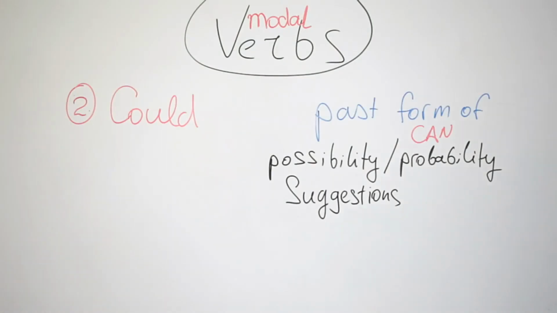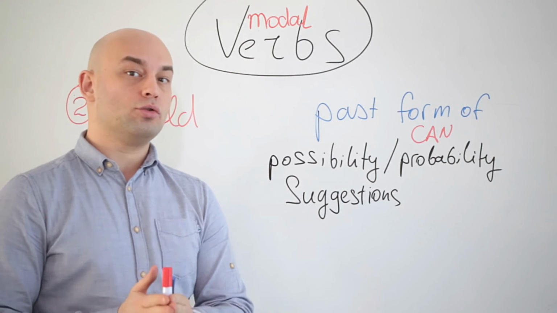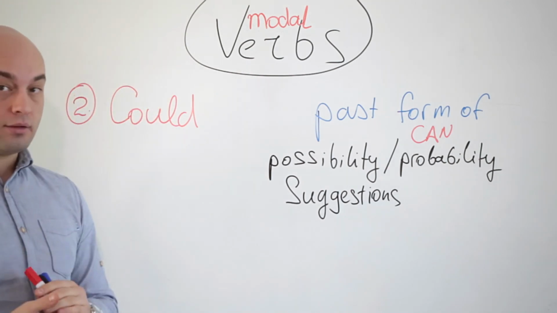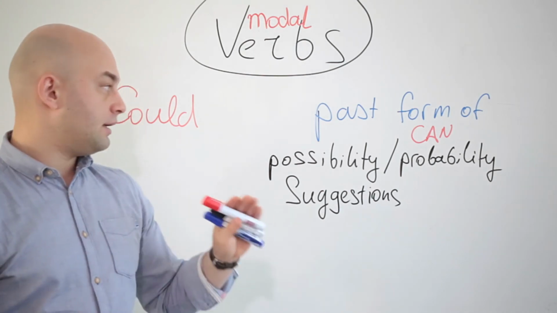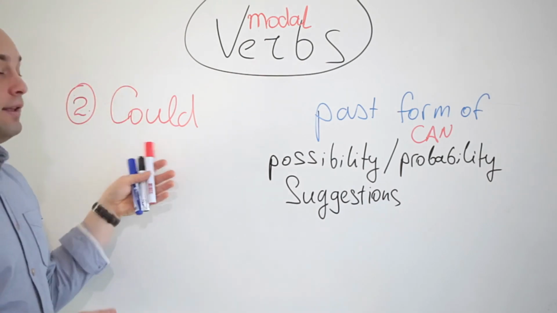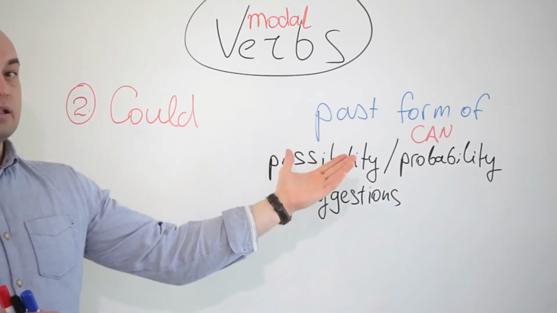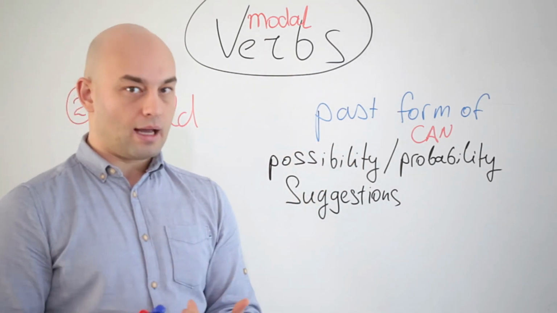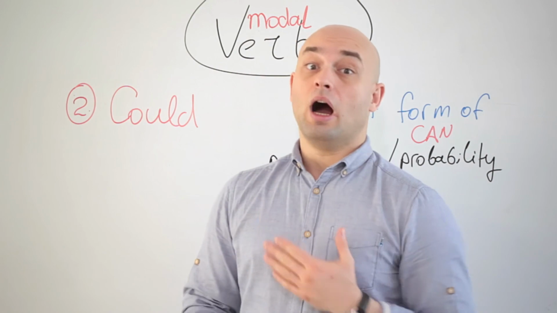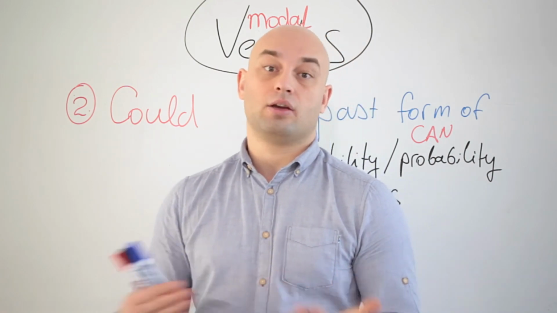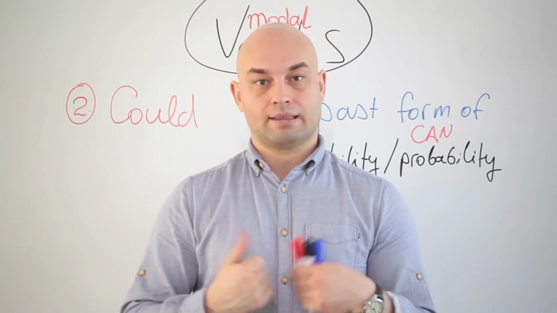Number 2, could. Well, could is actually the past form of can. Remember how I told you these modal verbs are irregular? Well, can in its past form is could, okay? So the most obvious meaning of could is to speak about things that were a possibility in the past or abilities in the past. For example, when I was young, I could swim long distances. I could do it then, but I cannot do it anymore. This is an ability I had in the past.